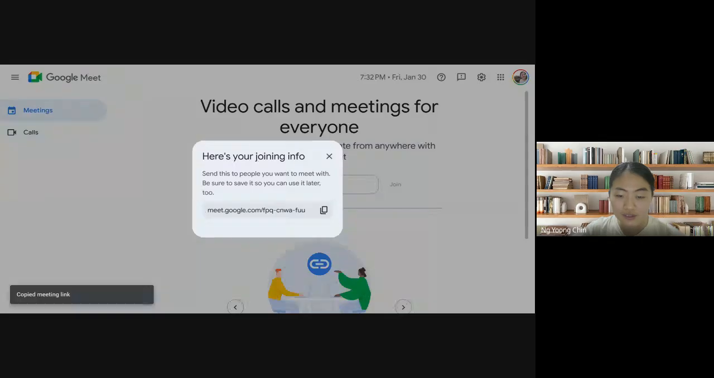Oh, I haven't shared my screen, right? Sorry, I haven't shared my screen. Let me share my screen first. Okay, I'm sharing my screen now.